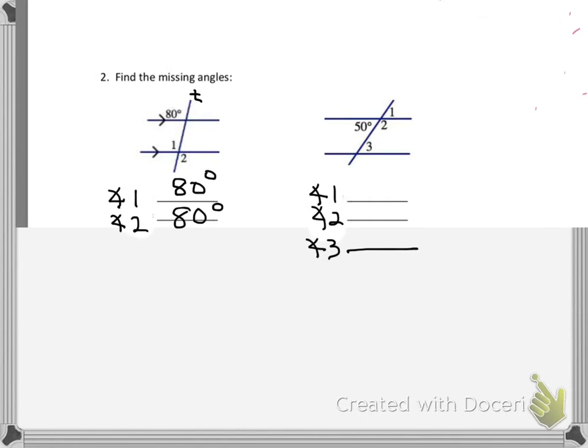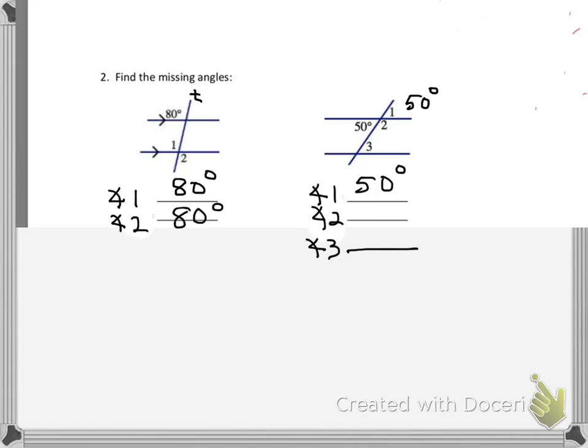Okay, so let's look at the next part of question 2. Do you see how 50 and angle 1 are vertical? So right away, I know that 50 degrees has to be the value for angle 1 because vertical angles are always congruent.